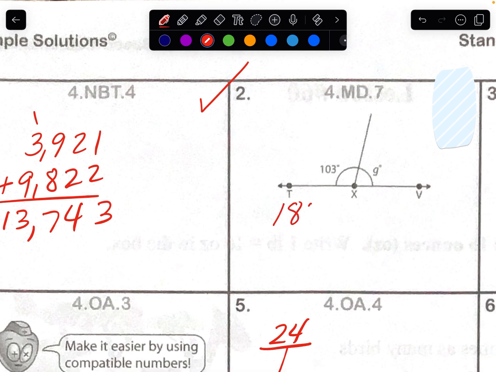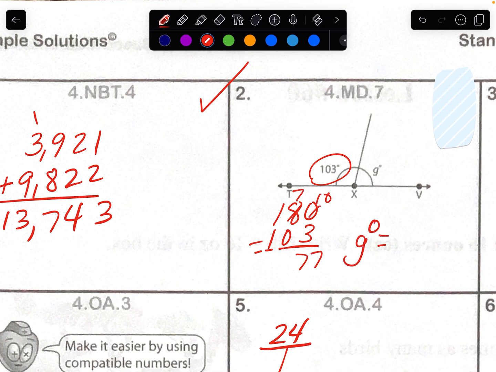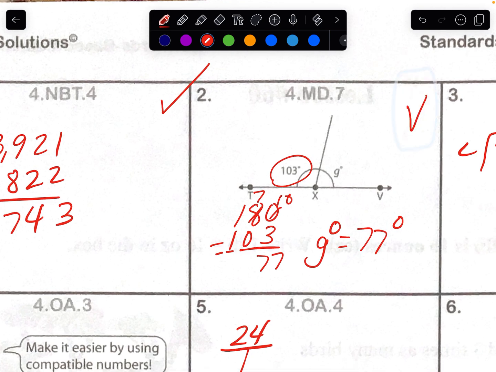All right, number 2, TXV is a straight angle. A straight angle is 180 degrees. You know this angle is 103 degrees. So what we do to figure out G is we are going to subtract. So G is 77 degrees. First secret letter is a V.